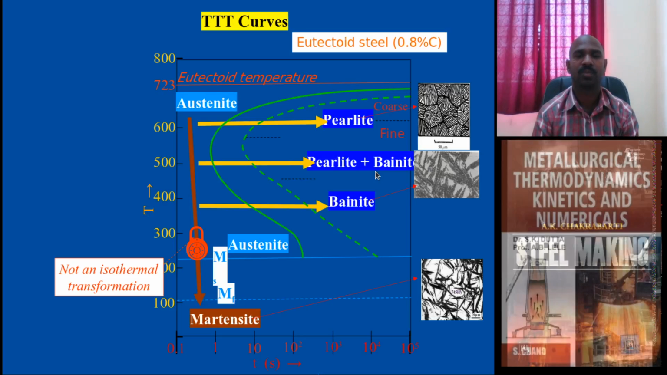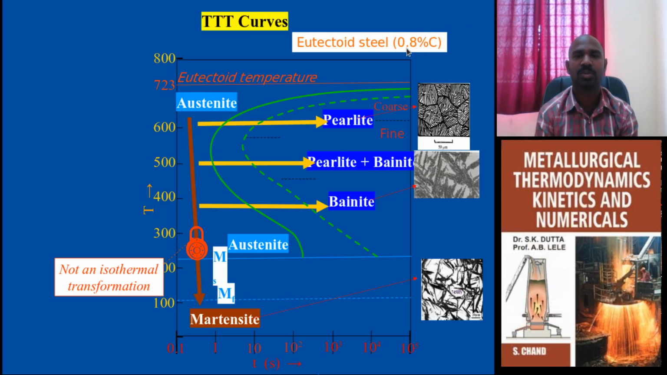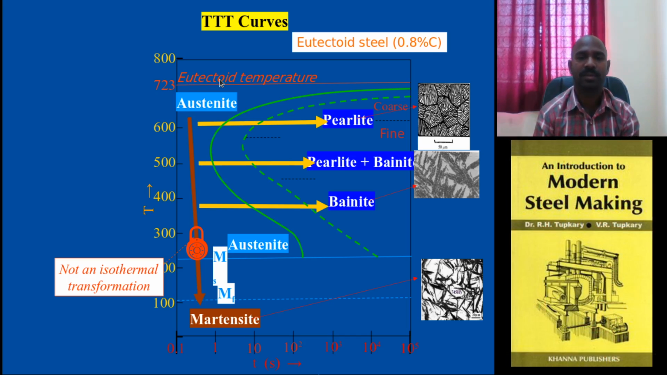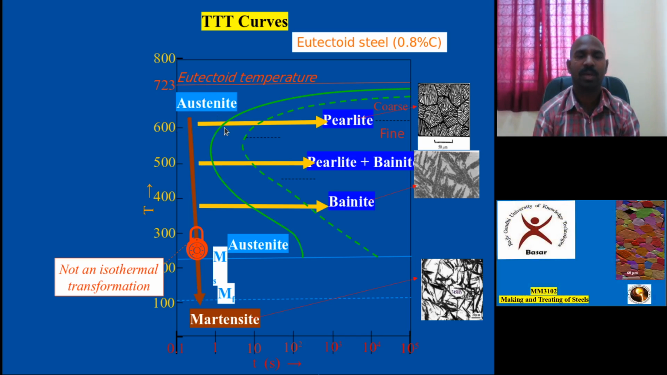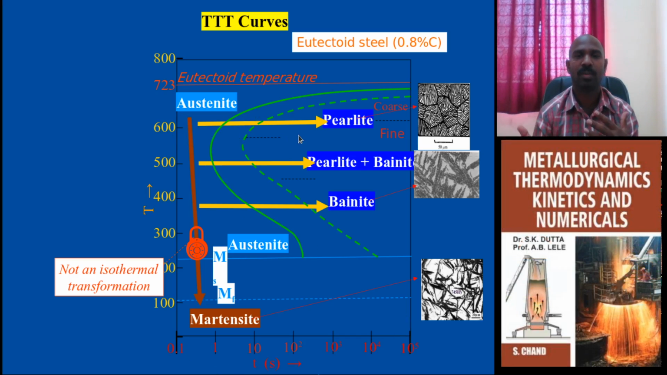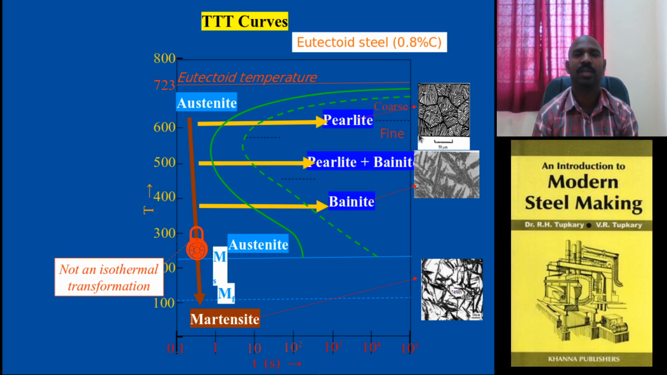This is an example TTT diagram for the eutectoid steel, taking exactly 0.8% of carbon. This is entirely austenite above 723, the eutectoid temperature. If you go below this and maintain 600 degrees Celsius in the salt bath at constant temperature, and go for time, as you proceed with time you will see a coarse pearlite structure at this particular temperature, and at 650 and 550, a fine pearlite structure. The microstructure gives the signatures.